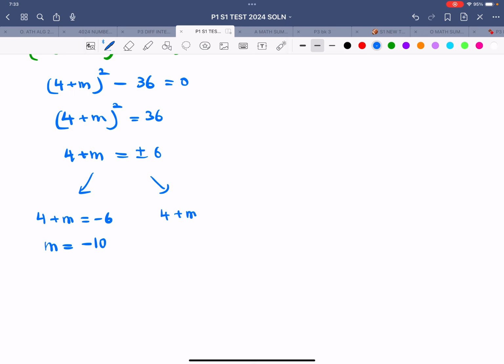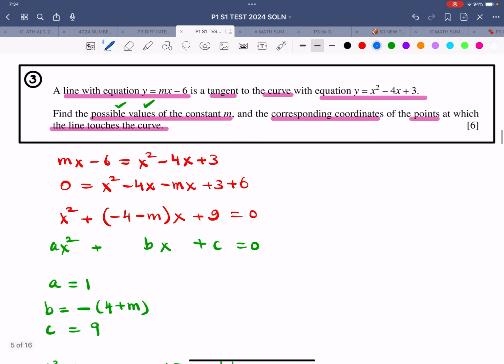4 + m = +6. Therefore, m comes out to be +2. So these are two values that we obtain. These are the two different values of m. That is all good, all clear. But the question is not over yet. This is what we have done so far up till here.